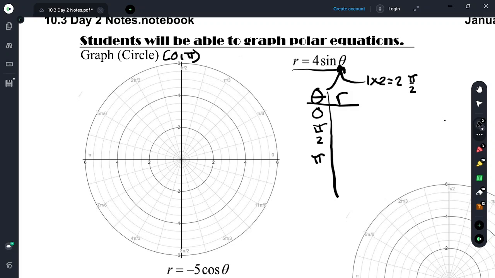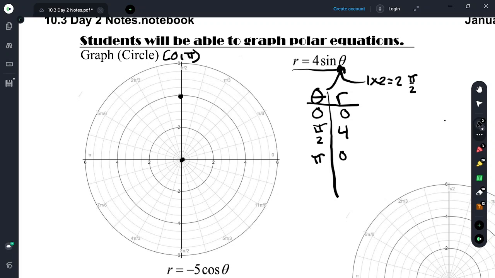If we plug 0 in, 4 times sine of 0 is 0. If we plug pi over 2 in, that's 1, so we have 4. And then if we plug pi in, the sine of pi is 0, and we're back to 0. So all we have really is 2 points. 0, pi over 2 is 4, and then pi is back to 0.